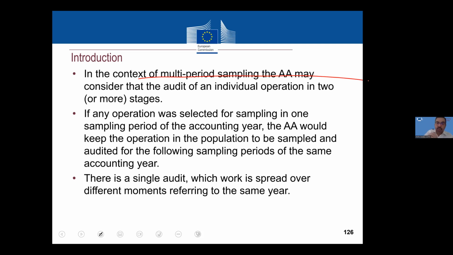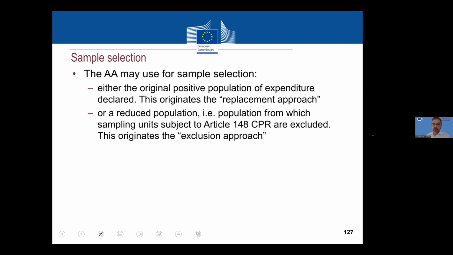So if one operation was selected for the sample in one sample period of the year, you can keep that operation in the population to be sampled and audited in the following sampling periods of the accounting year. And our argument in this regard is that these are not 2 audits. This is just one single audit, whose audit work is spread over different moments of the same year. So this is a different thing. And this is it. Now, what are the technical details or consequences of this? This creates to us a challenge.